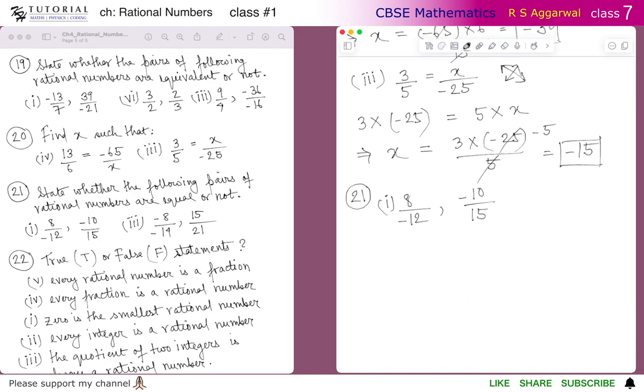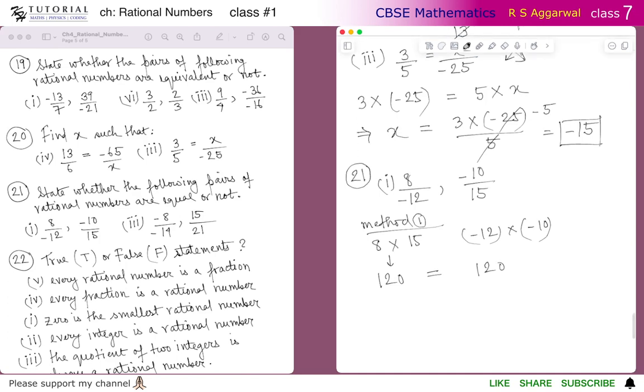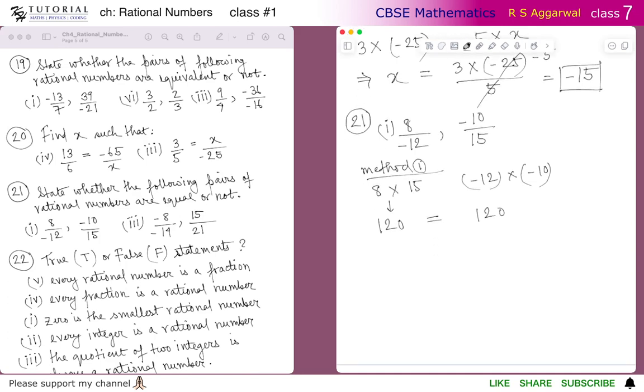So since the numbers are not so big, if you can do the products it's fine. Okay, let's say method 1 by doing cross product. So we see 18 into 15 and we have minus 12 into minus 10. So this is, I guess, 120, and this is of course 120. These are equal. So definitely these two rational numbers are equal. This was method 1 by doing cross product.